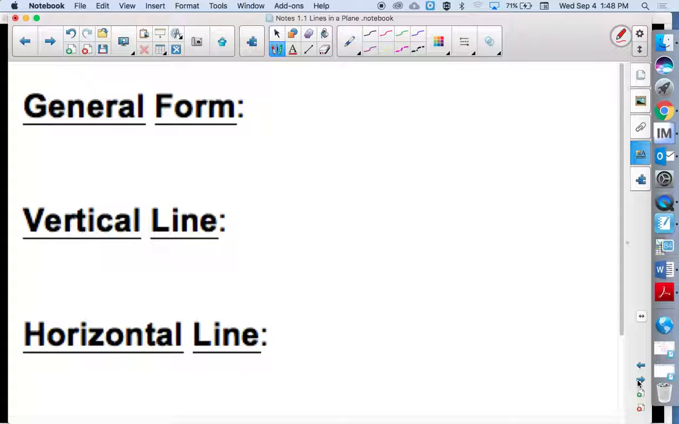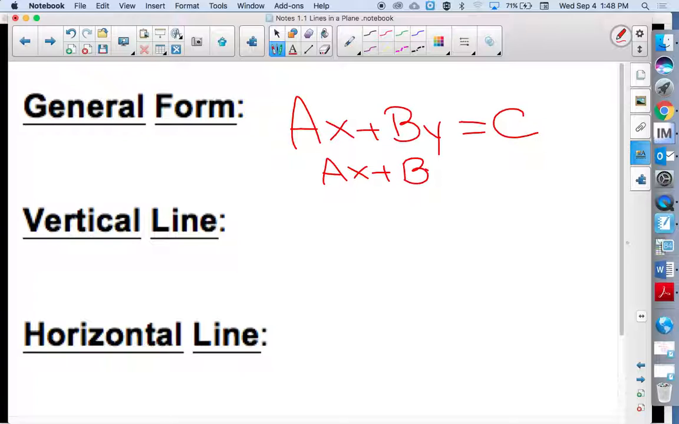Anybody know what the general form looks like on a line? Evan? AX plus BY equals C. You may have also seen it as ax plus by plus c equals 0. Either one of those is considered general form. I'm not sure which one the book has. If that's the case, then why wouldn't it be negative C? Because it's arbitrary. Because a, b, and c can be any number. They could be a positive 3. It could be a negative 3. So saying it's a negative versus a positive when they could be any number doesn't really make a difference. Good question.